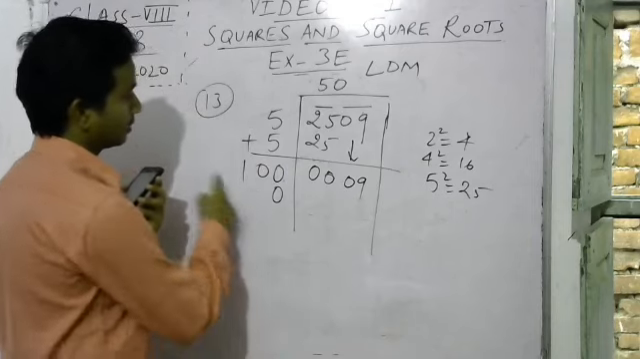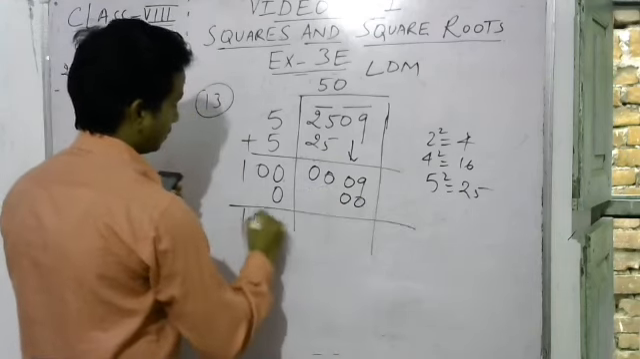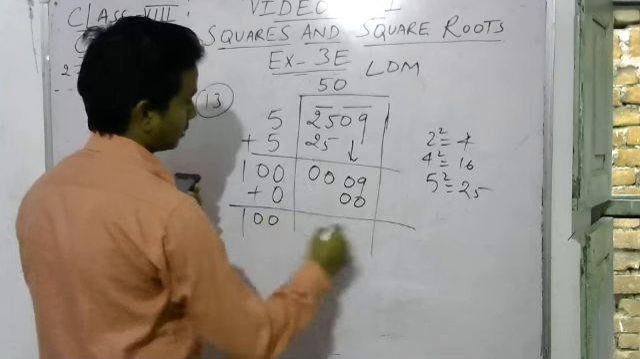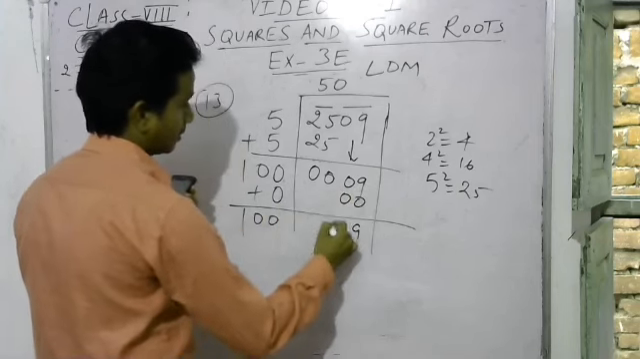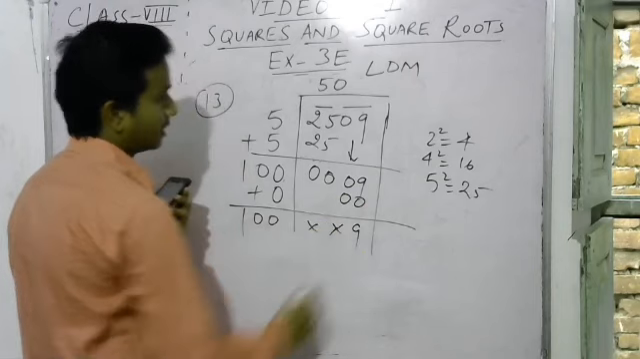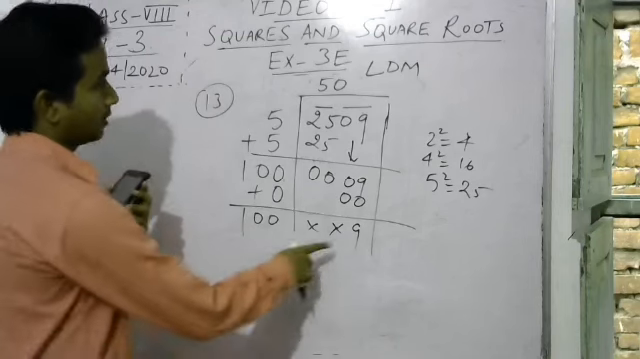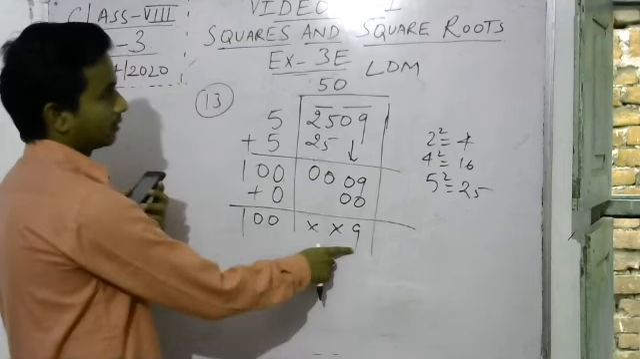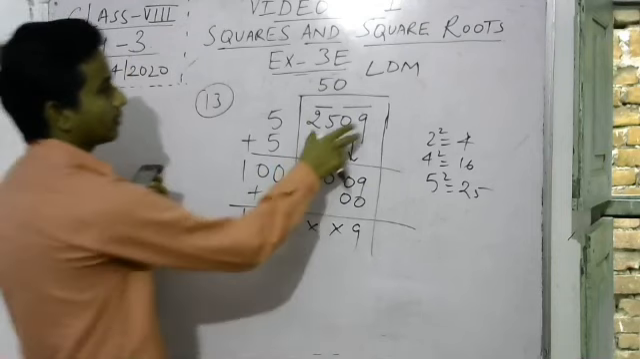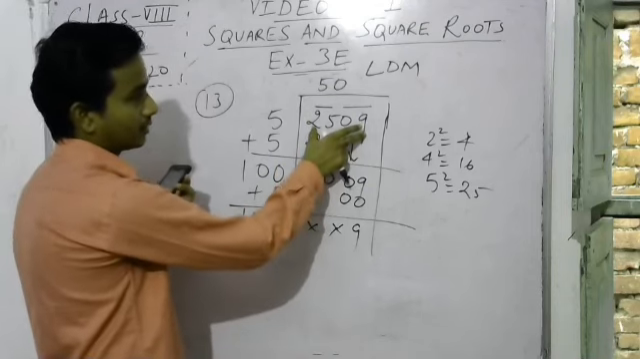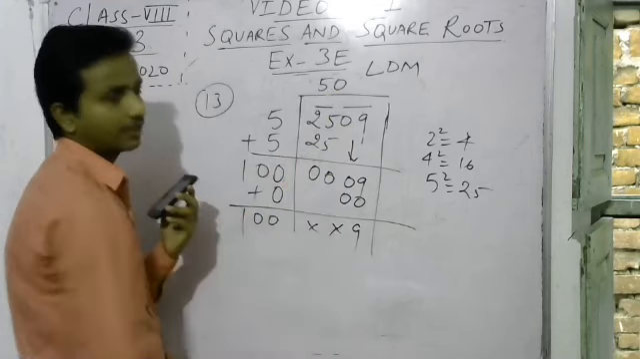If we multiply this by 0, we get all zeros. Now add: 100 plus 0 is 100, and 9 minus 0 is 9, and this all cancels. So the remainder is 9, and here is 50. So this number is greater than 50 square. By how much? By 9.